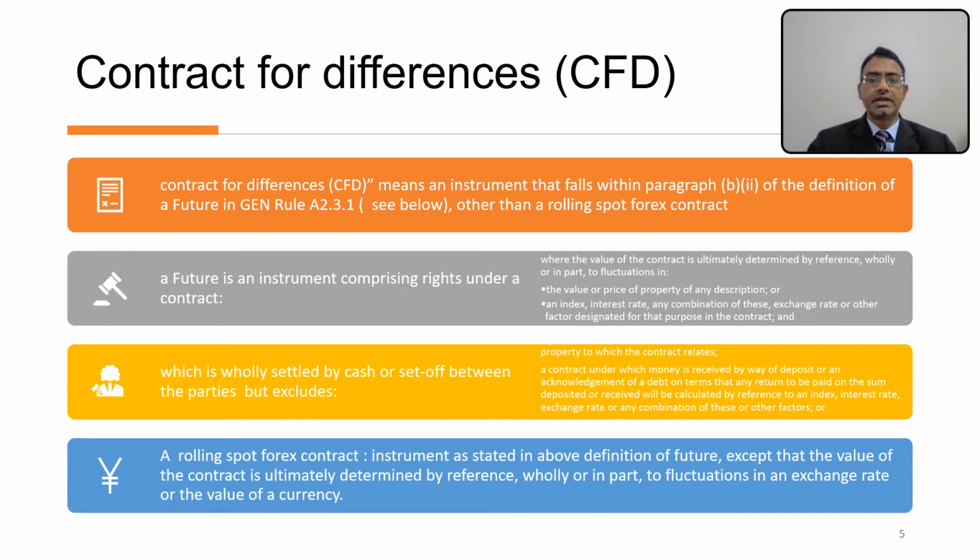And as the definition has mentioned, other than a rolling spot forex contract. A rolling spot forex contract is an instrument as stated in the definition of the future, except that the contract is ultimately determined by reference wholly or in part to the fluctuations in the value of the currency.